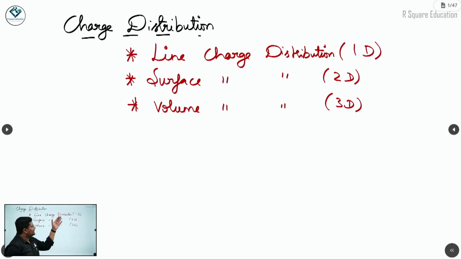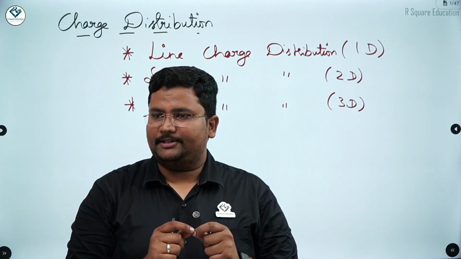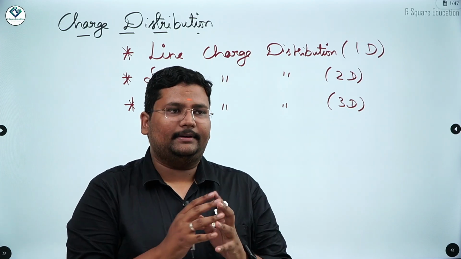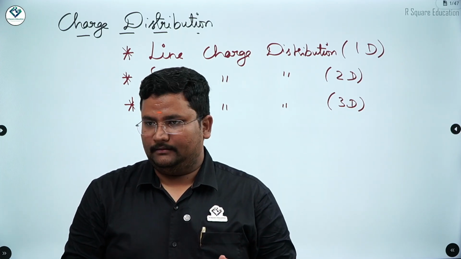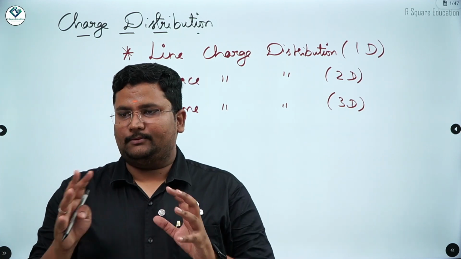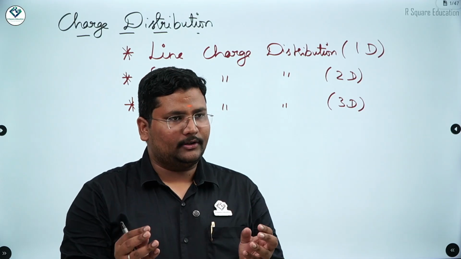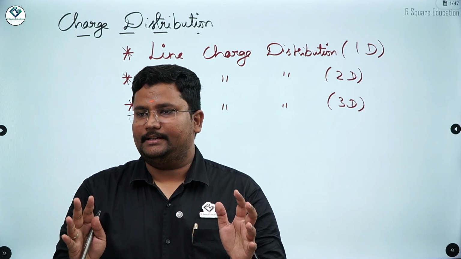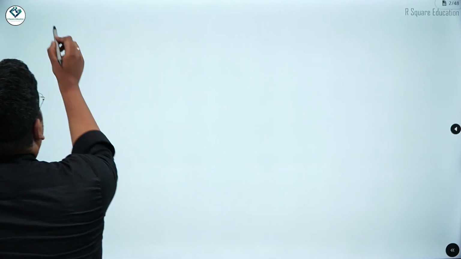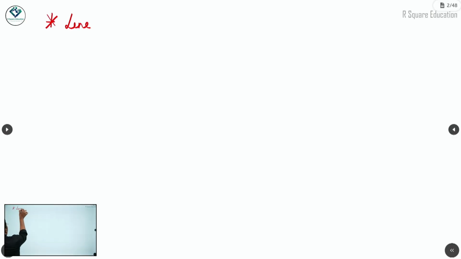Okay, so what are these dimensions? Basically one dimension is going to be linear, either x or y or z, right? Likewise two dimensional is going to be a plane, right? xy, yz, zx, and three dimensional is going to be xyz. So the charges are going to get distributed over these surfaces in different dimensions. We'll see what it is. So to begin with, we'll deal with line charge distribution.